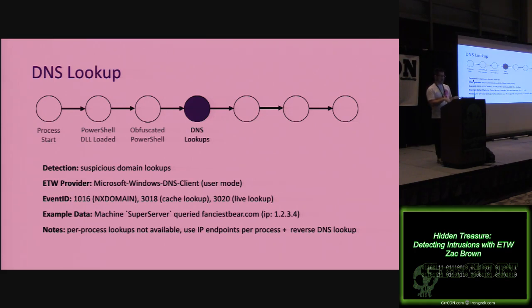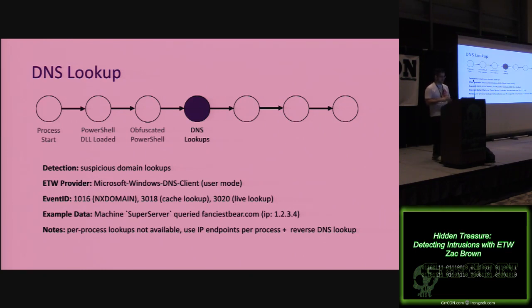There's two that I've already talked about, the cache lookup and the live lookup, but there's a third one that's really handy, with event ID 1016. It's for NX domain. That's useful when you're trying to identify malware that is doing domain name generation and expecting a particular domain to have been created on Tuesday the 5th at 3 p.m. You'll get back an NX domain when that domain does not exist in the resolution. So example data: machine super server queried fanciestbear.com, and the response was 1.2.3.4.